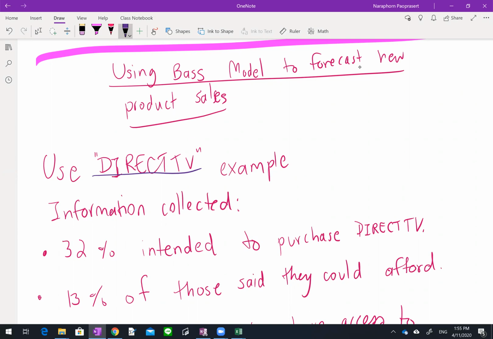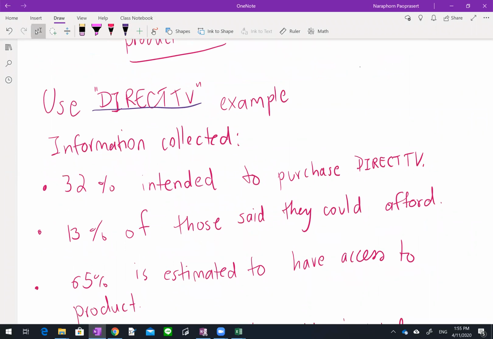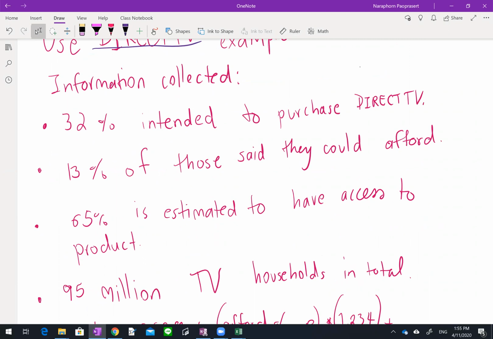DirecTV is kind of like True Vision, where they sell TV programs for a cost per month. It used to be really popular in the US 10, 20 years ago. So the company tried to collect some information. The information that the company has collected are as follows. They have estimated that 32% of the customers intended to purchase the product. Intended to doesn't mean they have to pay, but they are interested in the product.